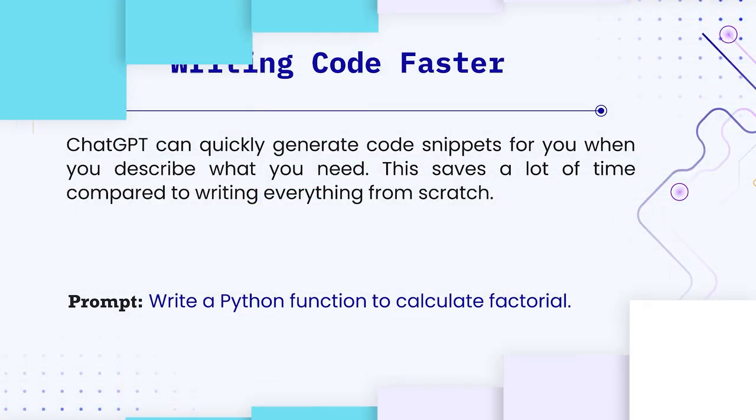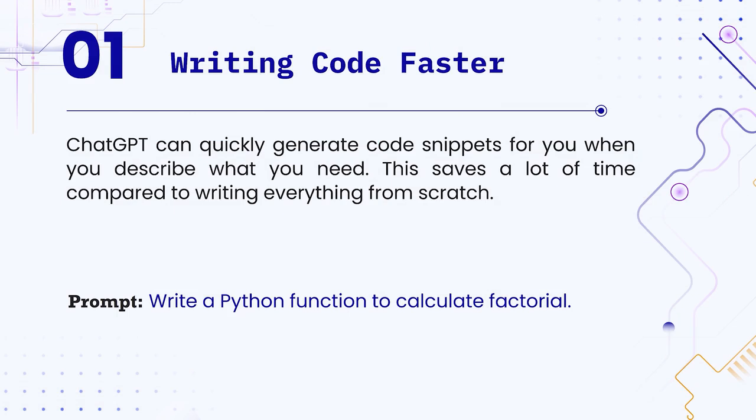The first one is writing code faster. ChatGPT can quickly generate code snippets for you when you describe what you need. This saves a lot of time compared to writing everything from scratch. Let's do it on ChatGPT to see the result.